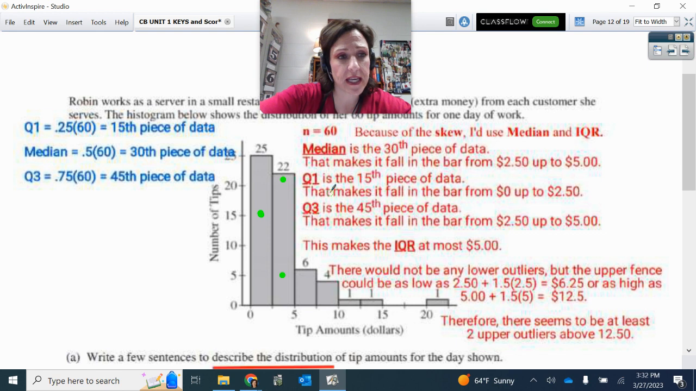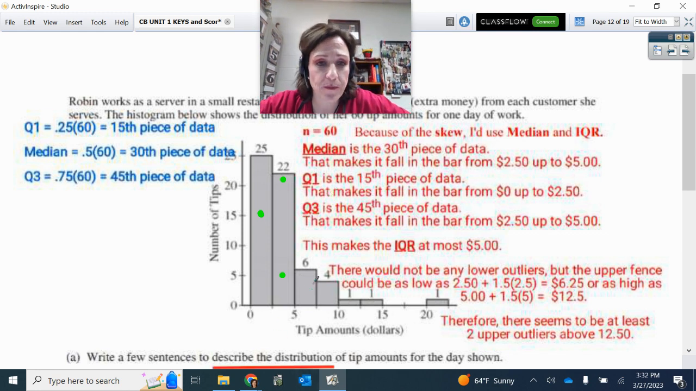I don't know exactly the size, but this spread from the median to the Q3 is not very far, 2.5 to at most 5. So there is that written out. Therefore, for my IQR, the lowest that Q1 could be is 0, and the highest that Q3 could be is just below 5. So the biggest that the IQR could be is at most 5.